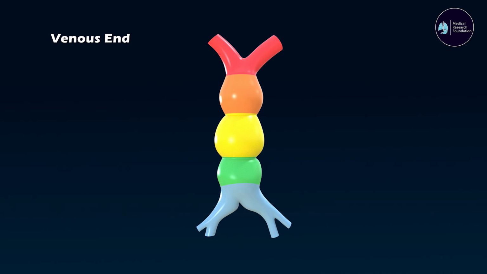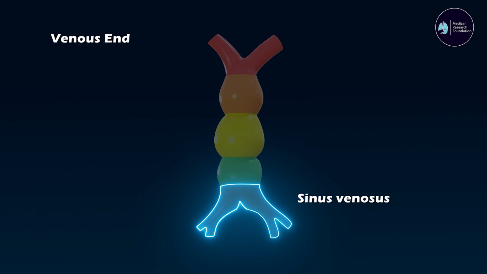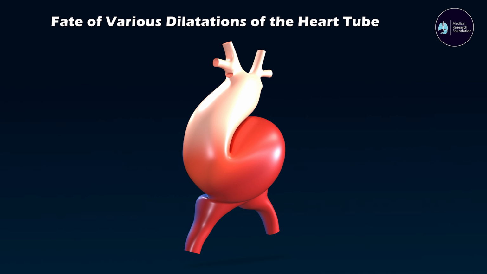Venous end: the sinus venosus represents the venous end of the heart. Each horn of sinus venosus receives 3 primitive veins: vitelline vein from the yolk sac, umbilical vein from the placenta, and common cardinal vein from the body wall.